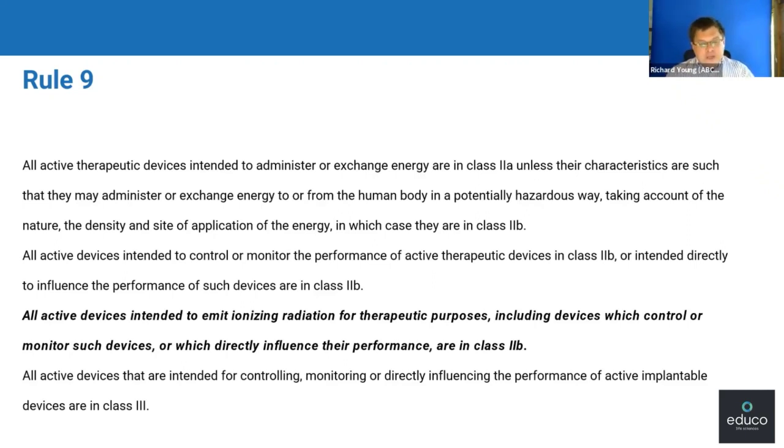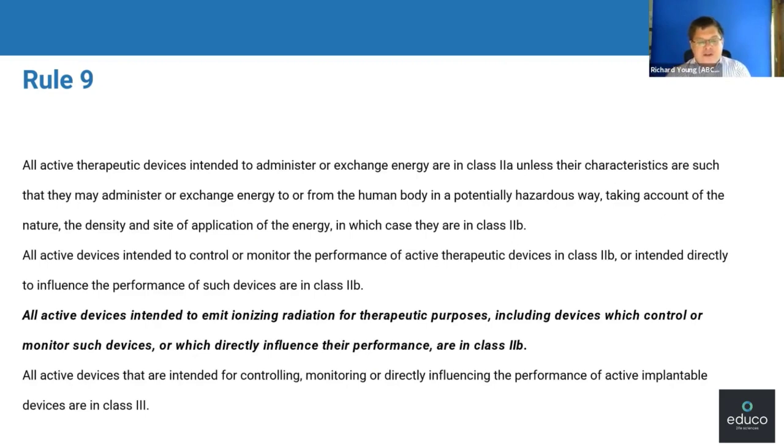And just note that all active devices intended to emit ionizing radiation for therapeutic purposes, including devices which control and monitor devices, are all class 2B. So we're recognizing a risk here, and we're saying if you've got this ionizing radiation, you're going to be a class 2B device.